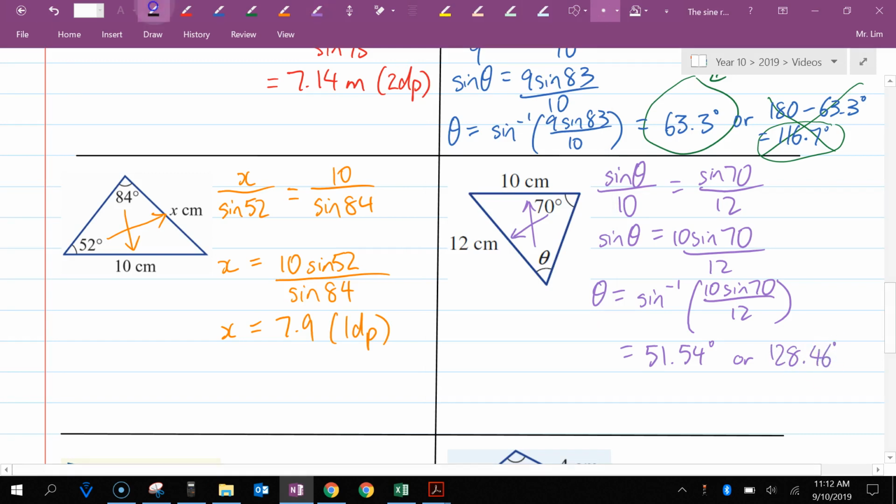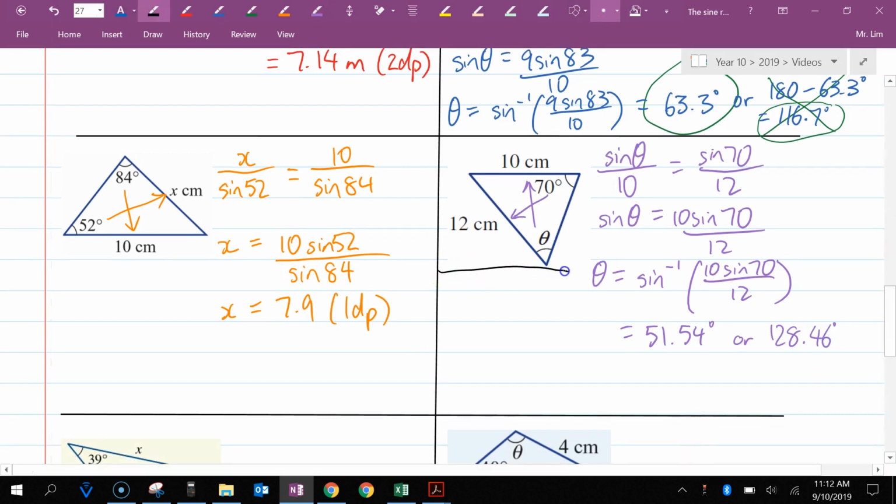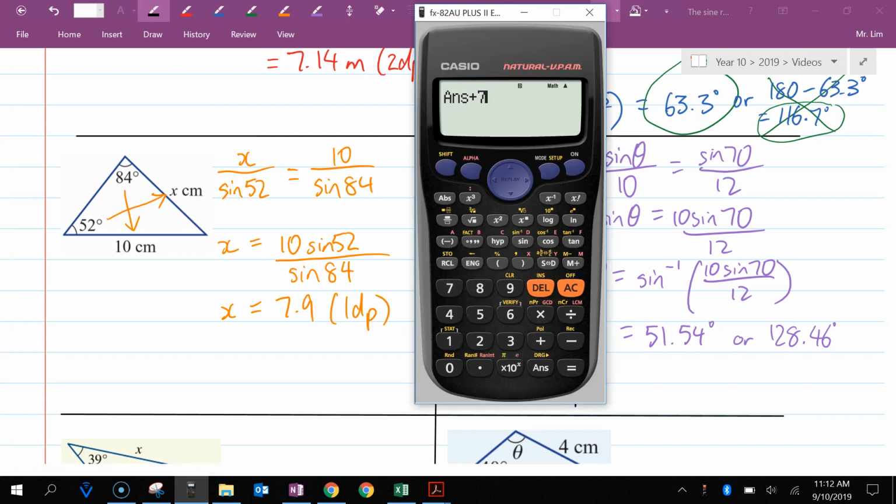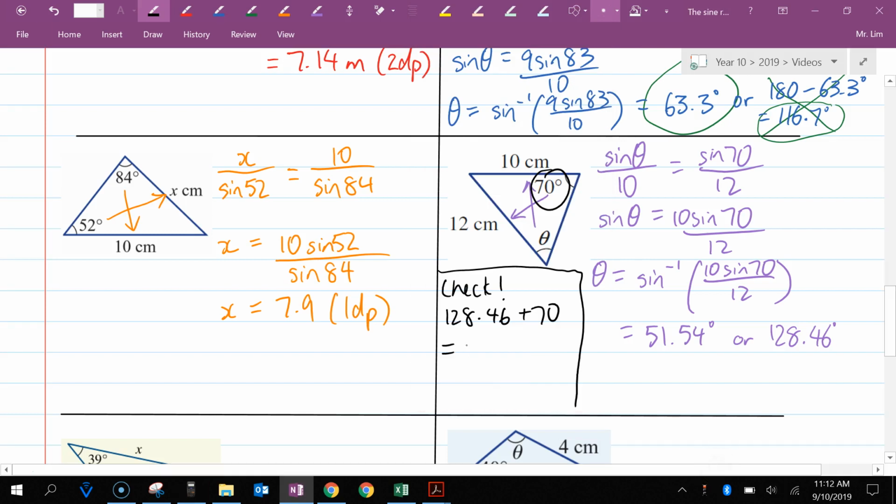But we need to double check. So I'm going to do that over here. Check. 128.46 plus the 70 that's given to us in the question. Let's see what that gives us. 198.46 degrees. Therefore, this is not a possible answer. Only this is the only answer.